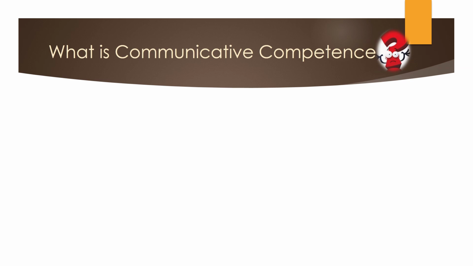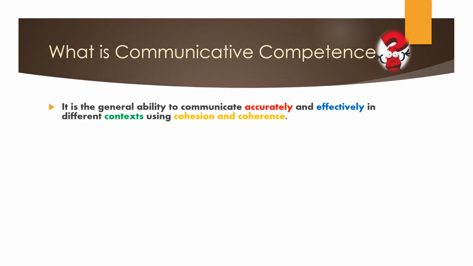It refers to the capability, ability, or intelligence that someone has to communicate accurately and effectively in different contexts, different real life situations, using cohesion and coherence. We're going to explain all of those notions that you might not know. So we have accurately, effectively, context, and the last one, cohesion and coherence. All of those notions are going to be covered in terms of their meaning and in terms of what we use them for in communicative competence.